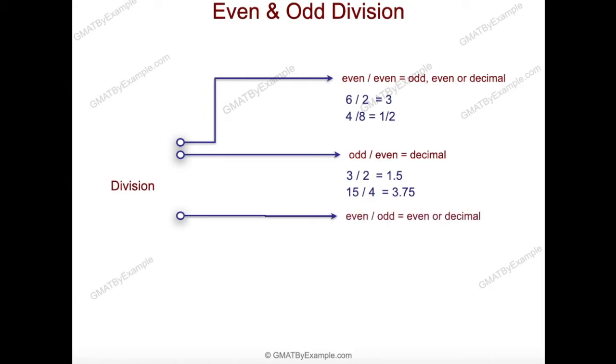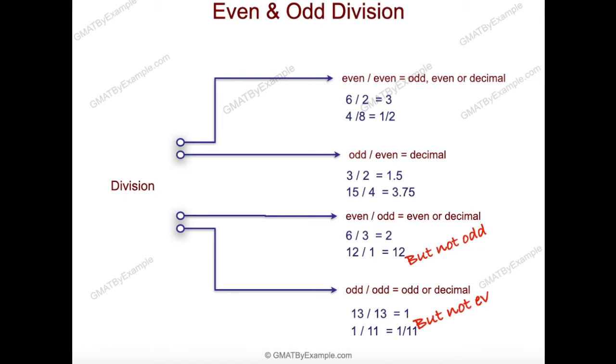Next, when you divide an even number by an odd number, you can get an even number or a decimal, but you will never get an odd number. For example, 6 divided by 3 is 2, an even number, and 6 divided by 9 will be a decimal, but you will never get an odd number. And finally, when you divide an odd number by an odd number, you can get an odd number or a decimal, but never an even number. For example, 13 divided by 13 is 1, another odd number, or 1 divided by 11 is actually a decimal number.